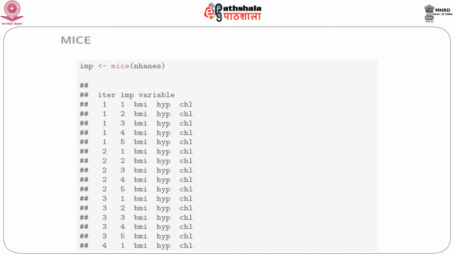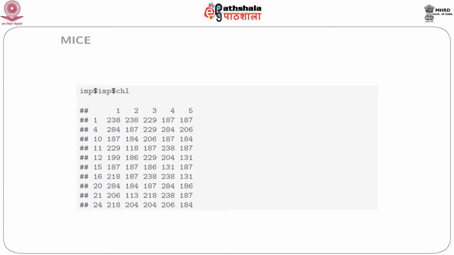Once we run this object imp, we get the details of the imputation. The details say that imputation was generated according to the default method, and the default method for numerical data is predictive mean matching, and that is why it says PMM. For age, because there is no missing data, there is a blank. The default number of multiple imputations is equal to 5.